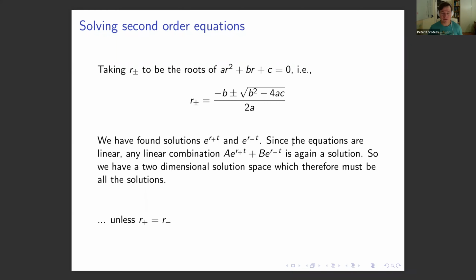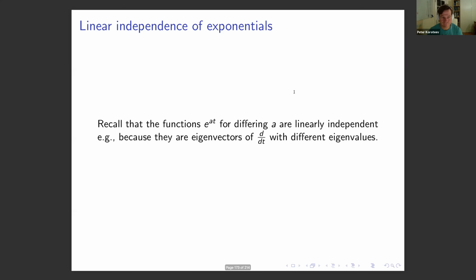Then some interesting things happen unless those two roots of the quadratic equation coincide. What if r plus is equal to r minus, or what if those roots are complex? If the discriminant of this quadratic equation is negative, we will have complex roots. Recall that the functions e to the a t for different a's are linearly independent because they are eigenvectors of d over dt with different eigenvalues, so you cannot make them linearly dependent.